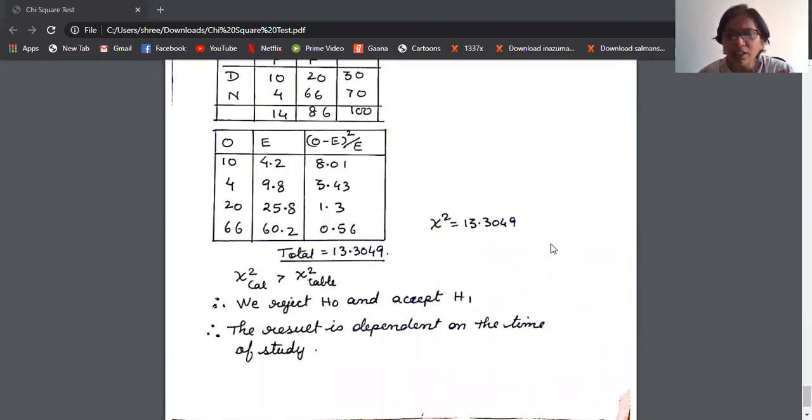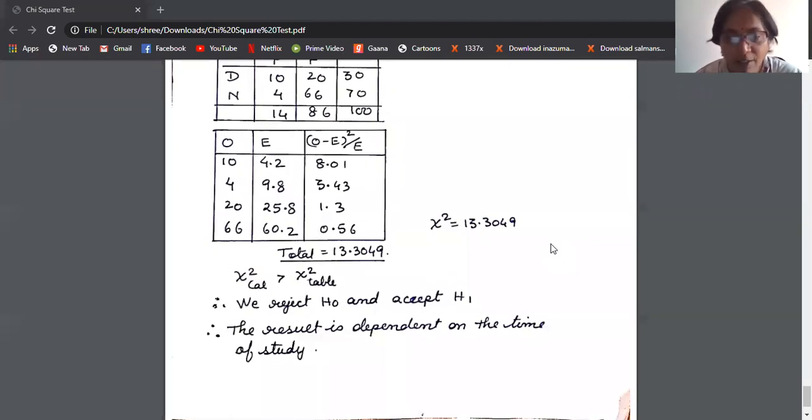You don't have to explain why it is dependent or independent. You just have to accept the alternate hypothesis and finish up. That's all. This is how the answer you are going to put. Nothing else. So if it is not given, you just tell the examiner that you have not given it, so you tally. If it is less, you accept H0. If it is greater, you reject H0 and accept H1.